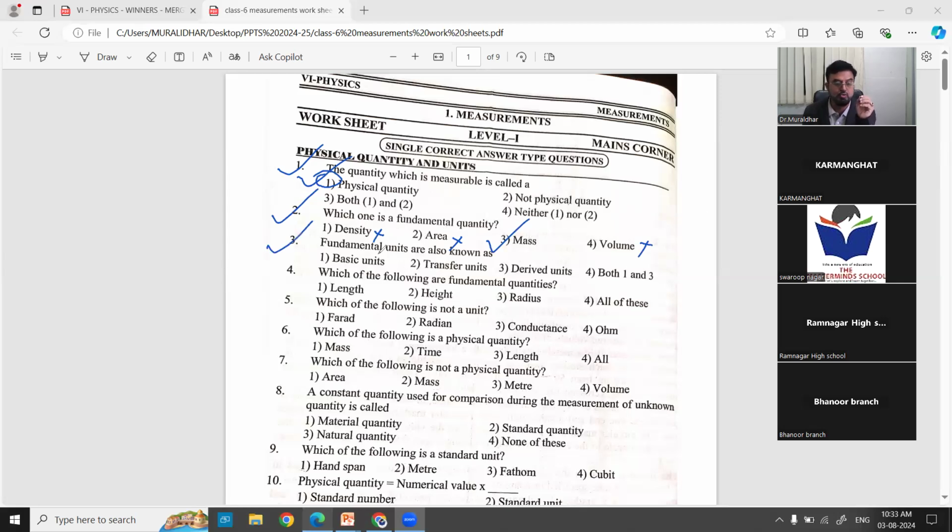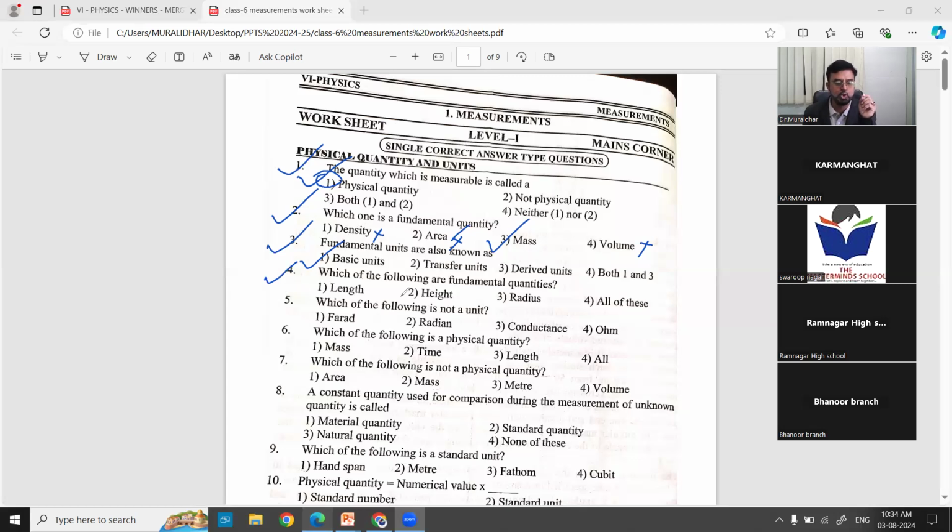Question number 3. Fundamental units are also known as, I told you already, basic units. Fundamental quantity or basic quantity, same. That's why units of fundamental quantities are called fundamental units or basic units. So question number 3 answer is 1. First one answer is 1, second one answer is 3, third one is again 1.